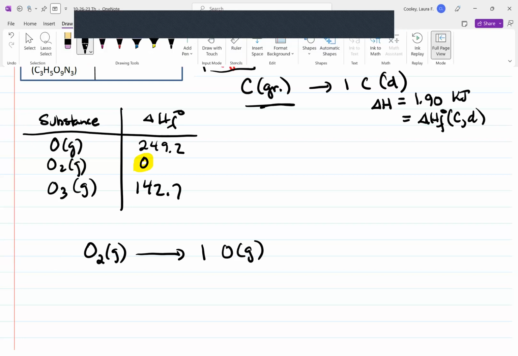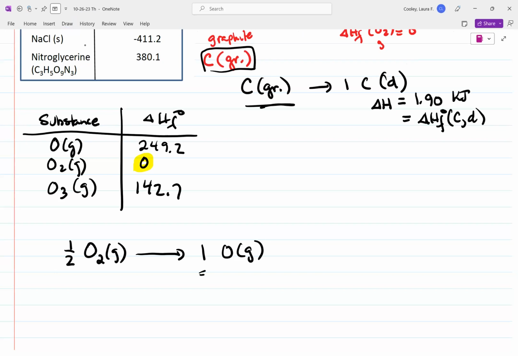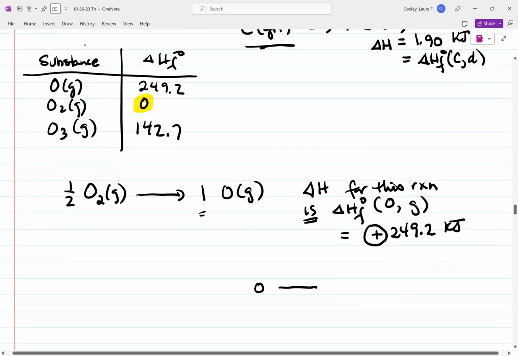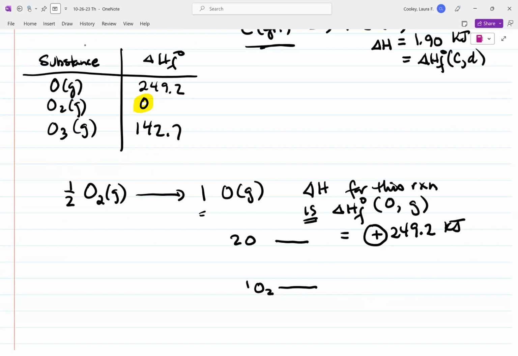Now, is this equation correct for forming 1 mole of oxygen atoms from an oxygen molecule? Is this equation balanced? No, I have to put a 1/2 over here if I want to have a 1 over here. And delta H for this reaction is the delta HF0 for oxygen atoms in the gas phase. And what is that value? It's plus 249.2. So what that tells you with this positive sign is that going from 1/2 O2 to 1 O is uphill. This is positive. It's endothermic.